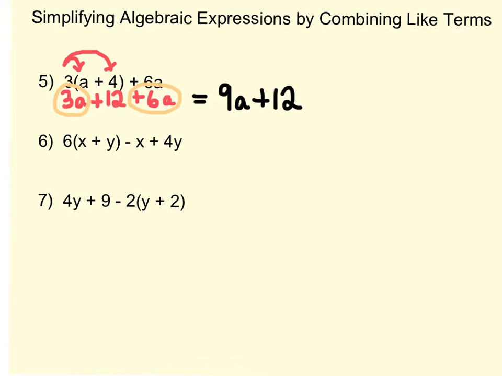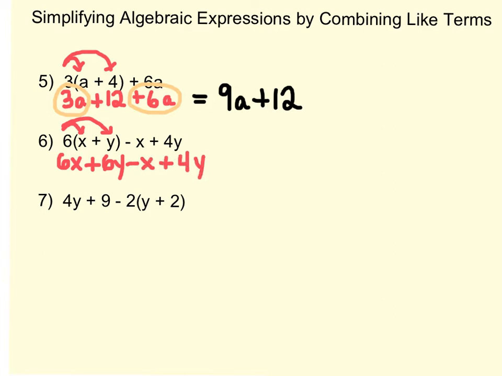Okay, number 6. Again, we're going to start with the distributive property. 6 times x is 6x. Bring down the plus sign. 6 times y is 6y. And then we have minus x and plus 4y.